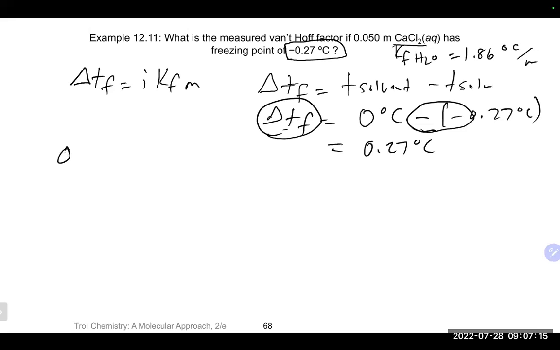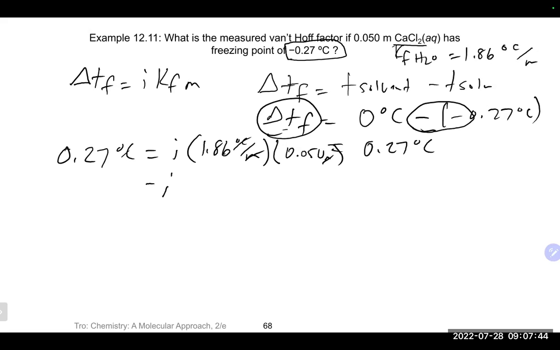So that would give us 0.27 degrees Celsius is equal to i, which is what we're looking for, times 1.86 degrees Celsius per molal, times molality, and our molality, which was already calculated for us. Molalities cancel, Celsius will cancel. So we're going to divide that 1.86 and the 0.05 to the other side, and that gets us a value here of about an i value of 2.9.